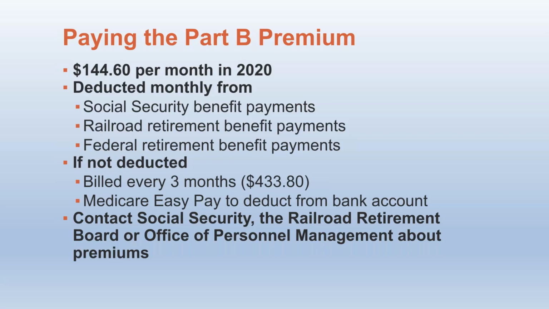Paying the premium for Part B. If you are already taking your Social Security, Railroad, or Federal Retirement benefit payments, the $144.60 per month will be deducted from that payment. If not, because you are not taking your benefit payment, you will be billed every 3 months, or quarterly, for that Medicare Part B premium, and I highly recommend setting up Medicare Easy Pay to deduct that from a bank account so that you don't miss a payment and end up being disenrolled, which can cause all kinds of problems.